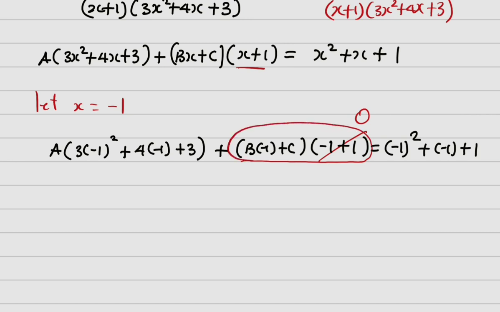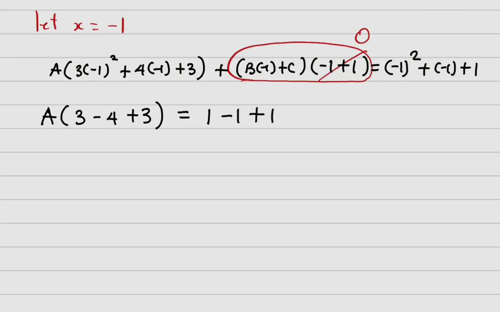Okay, everything here cancels out to be 0. So I'm going to have a into 3, then I have minus 4, then plus 3, is equals to, here I'm going to have 1 minus 1 plus 1. All right, so I'm going to have 2a is equals to 1. So therefore it implies that my a is equals to 1 over 2. So I've gotten my a.